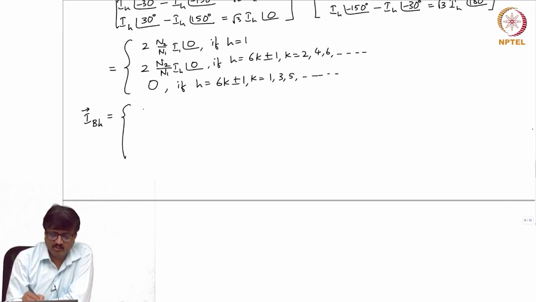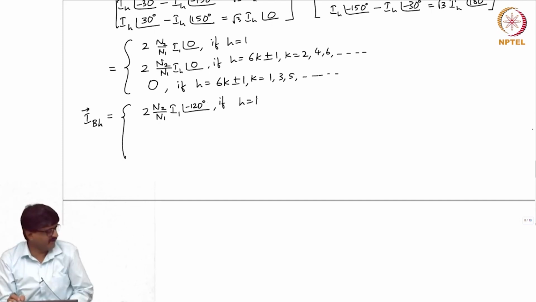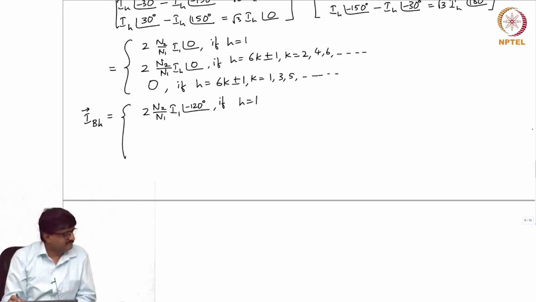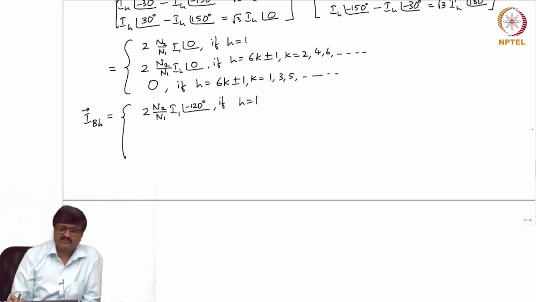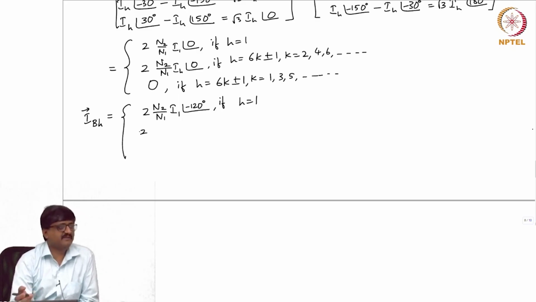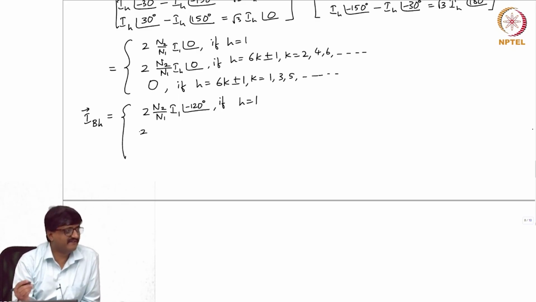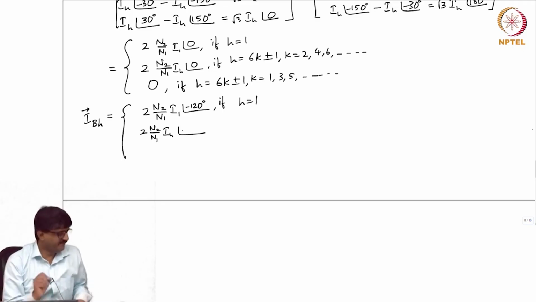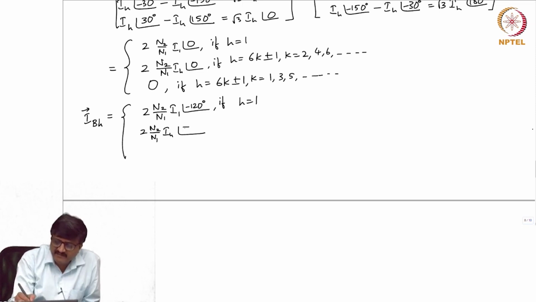So, it is 2 times N2 by N1 I1 at an angle of minus 120 degrees if H is equal to 1. Now, for harmonics with even values of k, what should be the expression? Can you guess? It appears as if these are all balanced, so the magnitude is obvious, but the phase angle is not. So, it is 2 N2 by N1 IH at an angle of minus, okay. I will leave it to you to verify that this is minus plus 120.